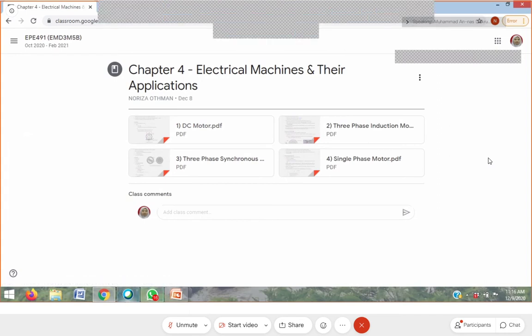Slide tu macam dekat mana? Slide tu nanti saya share. Okay. Saya share dalam Google. And then, kalau dalam electrical engineering kan, untuk course program electrical engineering lah, EE24, EE punya course kan.